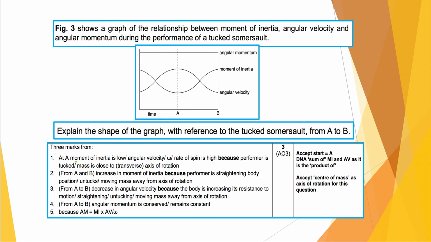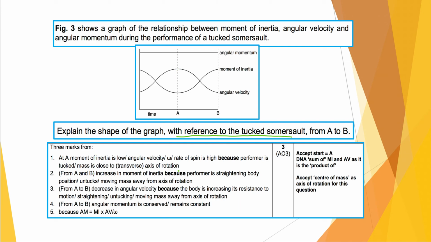Okay, so at A, moment of inertia is low, which means that angular velocity is high. So moment of inertia is low because the performer is in a tucked position. You had to be talking with reference to the tucked somersault. So you had to talk about the tucked somersault in your answer. So to say that at A, the moment of inertia is low because they're in a tucked position and therefore the angular velocity is high.